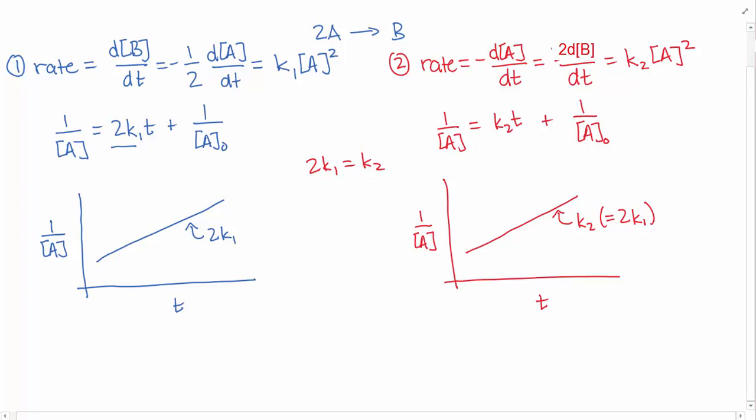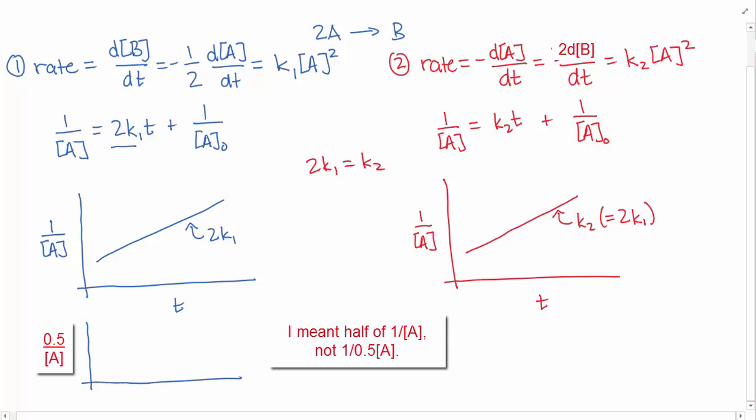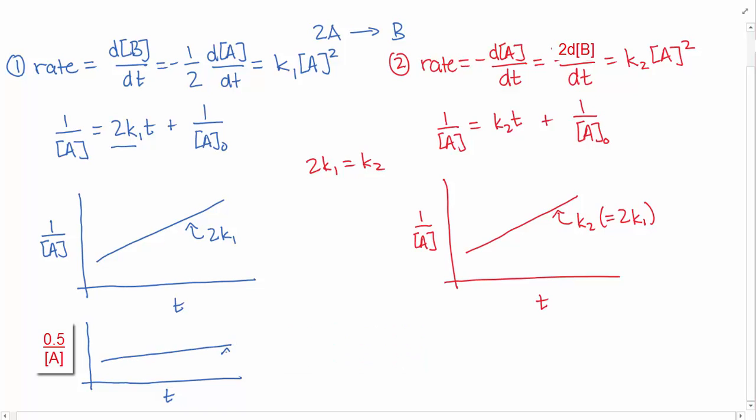In the first case, if we wanted to have a plot that gave us a slope with our rate constant K1, in that case what we'd need to do is plot 1 over half the concentration of A. And if we did that versus time, what we'd get is a line that had a slope equal to K1.